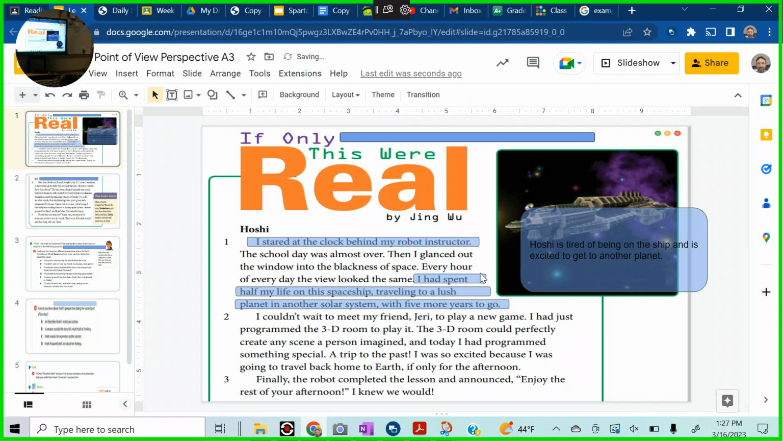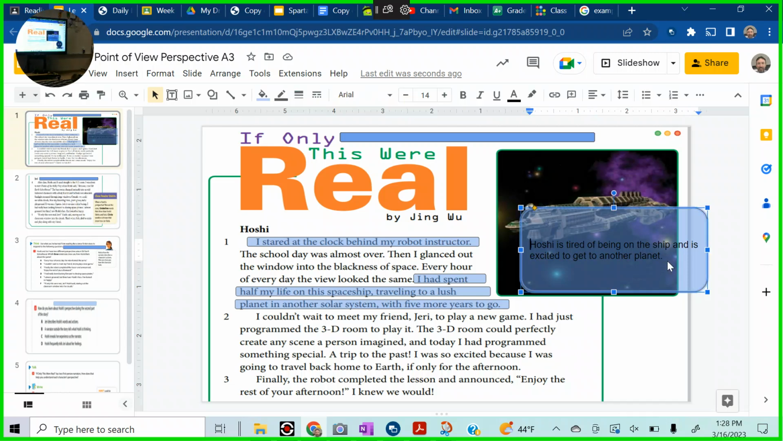I couldn't wait to meet my friend Jerry to play a new game. I had just programmed the 3D room to play it. The 3D room could perfectly create a scene a person imagined. And today I had programmed something special to the past. I was so excited because I was going to travel back to home Earth, if only for the afternoon.